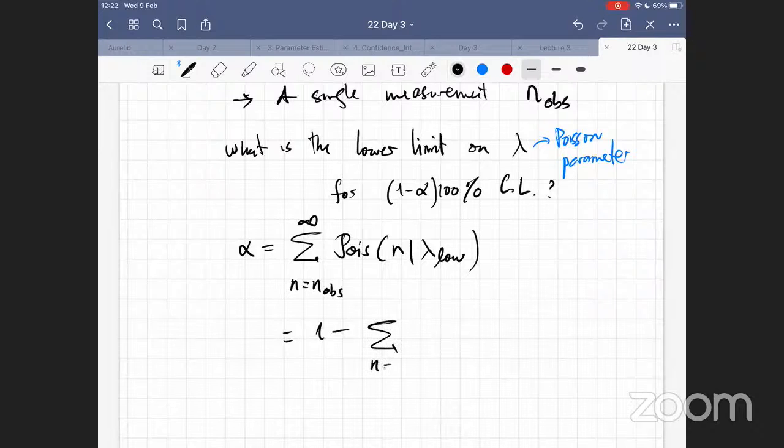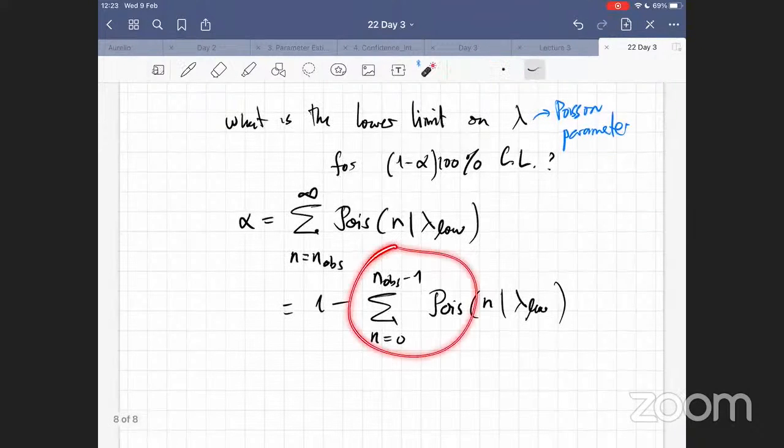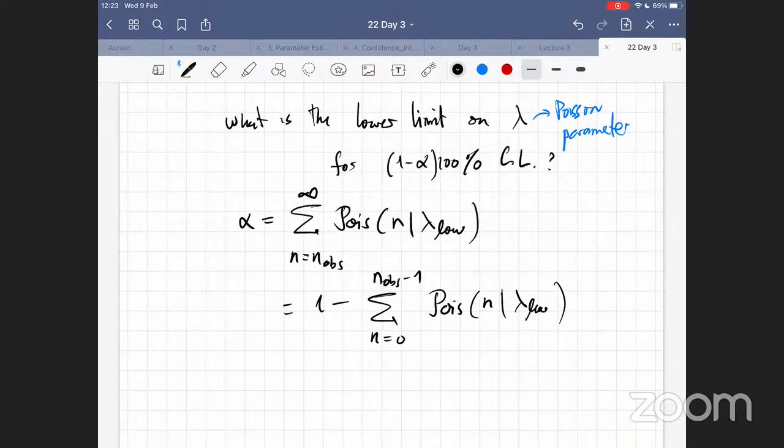But computing this is easier if I convert this sum to the other one, from n equals 0 to n ops minus 1 of the same thing, right? It is because the sum of the probabilities is 1. The sum overall from 0 to infinity is 1. So I just converted this for computational purposes because it is easier to compute this other sum here. And then I just solve for alpha, okay?